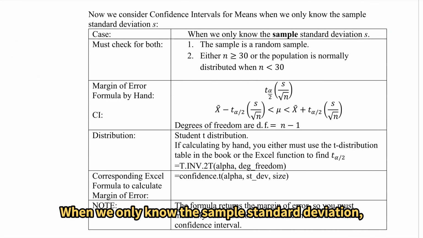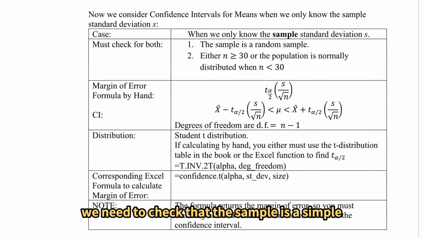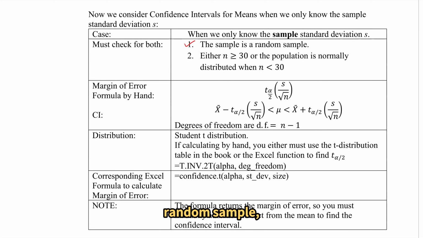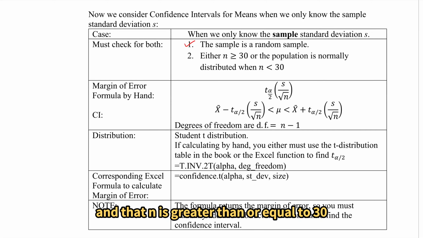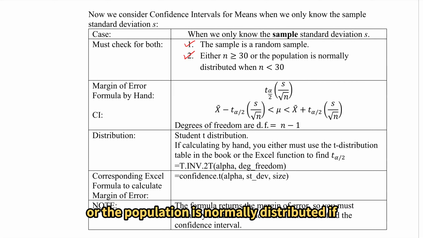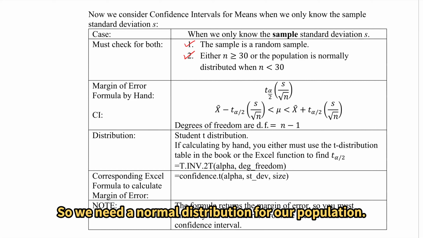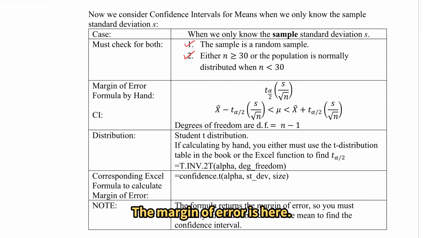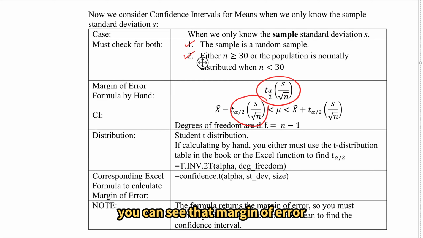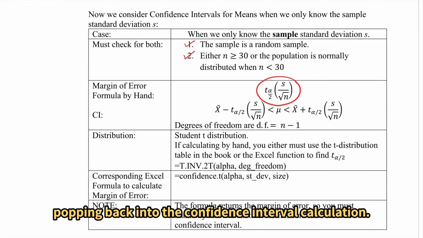When we only know the sample standard deviation, we need to check that the sample is a simple random sample and that n is greater than or equal to 30, or the population is normally distributed if n is less than 30. So we need a normal distribution for our population. The margin of error is here. And notice we have a t alpha over 2 instead of a z alpha over 2. s is our standard deviation, and n is our sample size. The confidence interval, you can see that margin of error popping back into the confidence interval calculation.